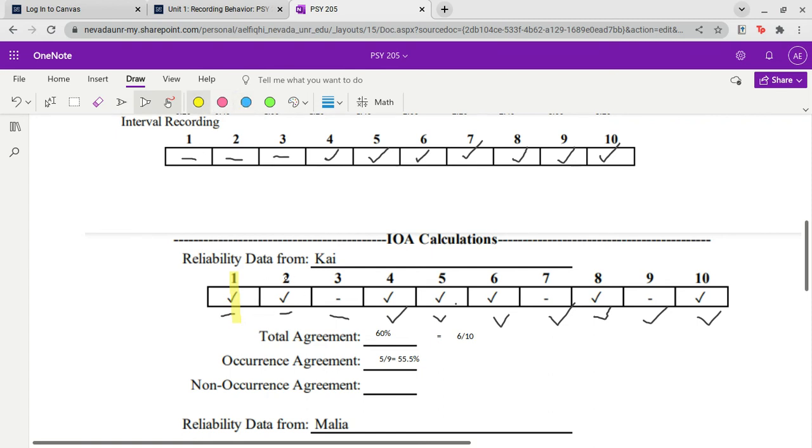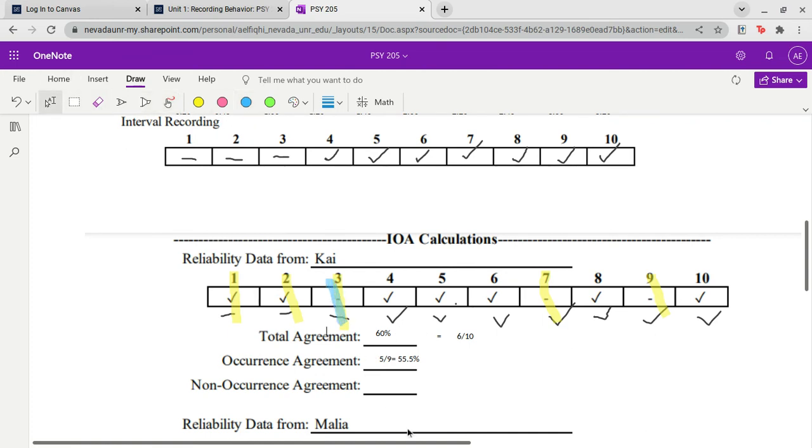So the first one and the second one, third, fourth, fifth, and sixth do not have any non-occurrence. 7 and 9. So here we only have 5 intervals that have at least one non-occurrence. And then we're going to go through the ones where we have agreement, which is 3. And that is the only one.